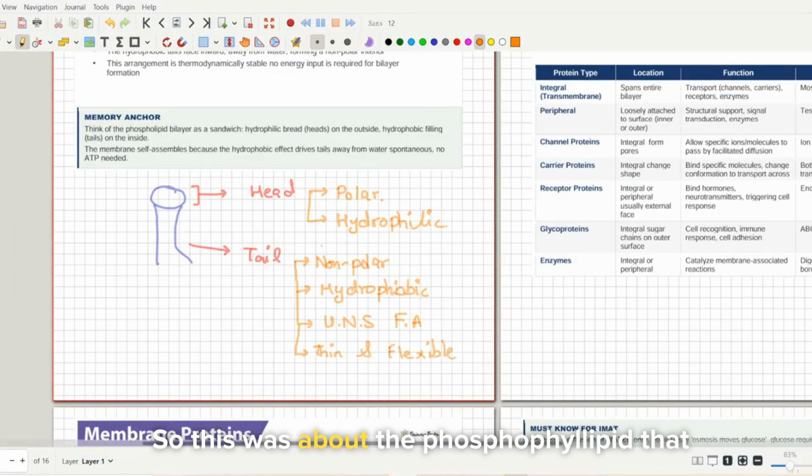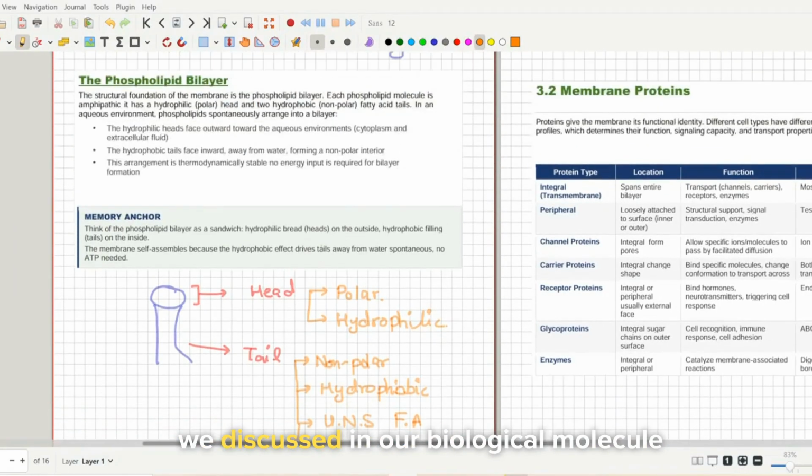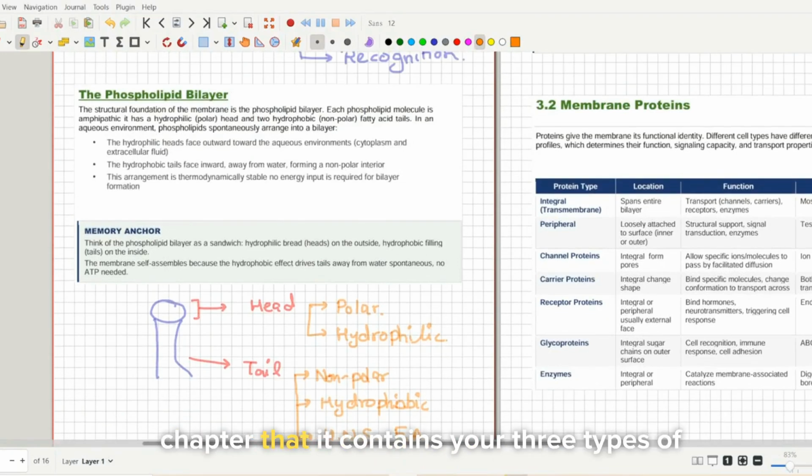So this was about the phospholipid that we discussed in our biological molecule chapter, that it contains three types of molecules. It contains carbohydrate, it contains fatty acid, and it contains phosphate groups. It is polar because of phosphate groups, and it is non-polar because of fatty acids. So you can see that hydrophilic heads are actually outward towards the aqueous environment.